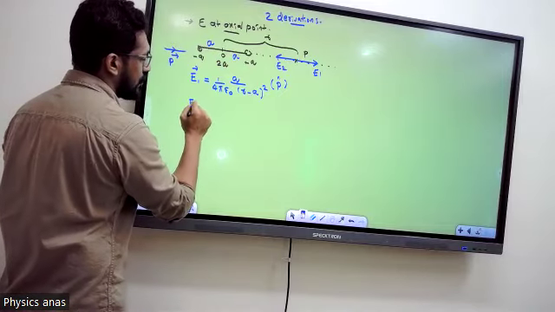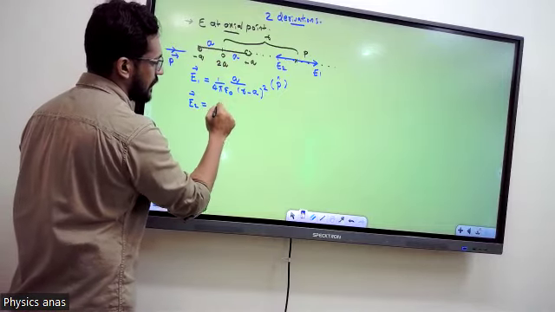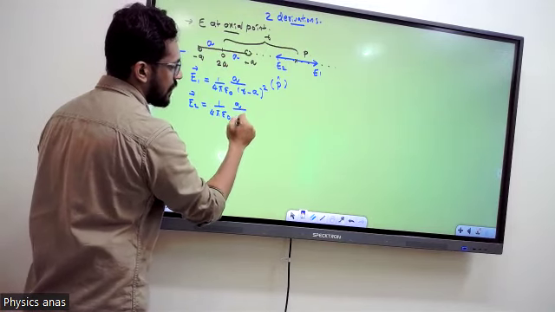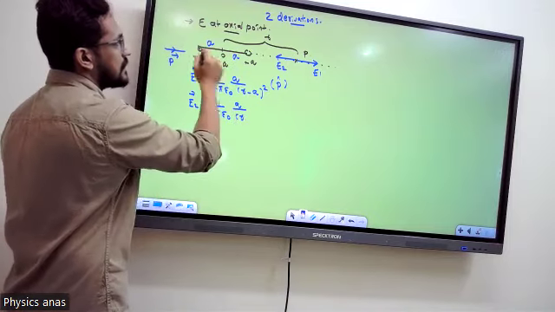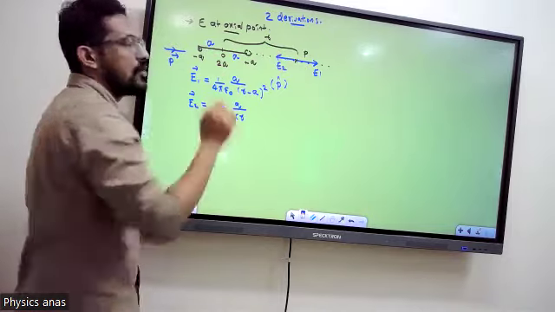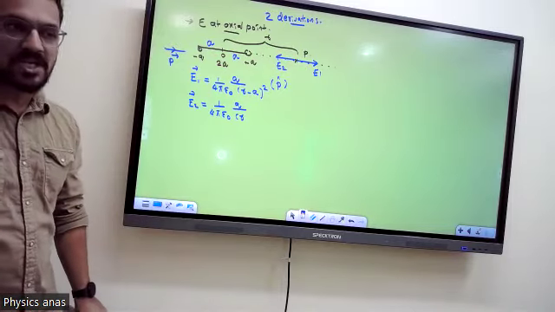And what is E2? You can write the equation for E2. 1 by 4 pi epsilon naught Q divided by, this is minus Q. E2 is the electric field due to this minus Q, and you have to measure the distance.